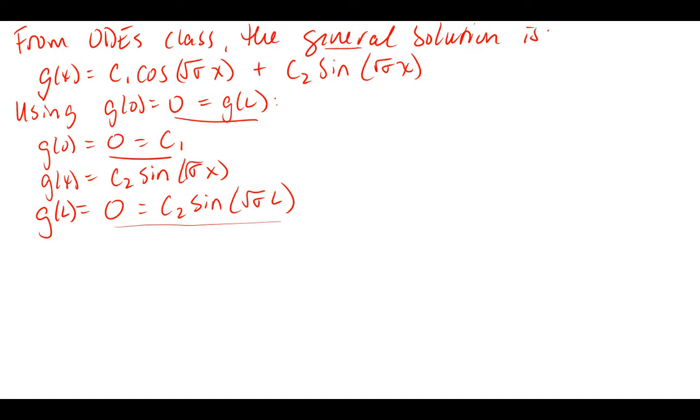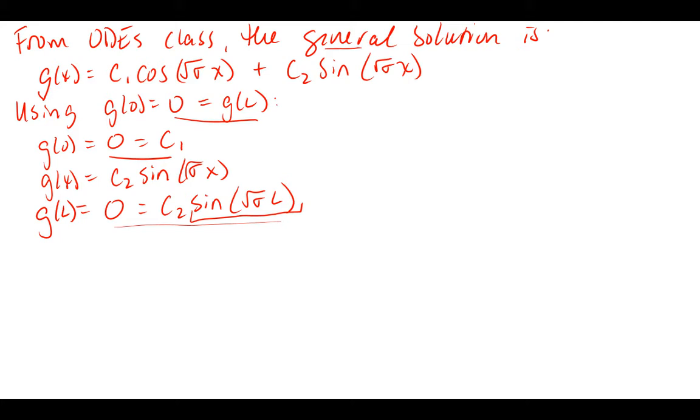Okay. Well, how would this be 0? Well, on the one hand, C2 could be 0, but once again, that would lead to my solution being just nothing. So I don't think that's the option I want to choose. When is the other situation where this could be 0? It could be that this piece is 0.